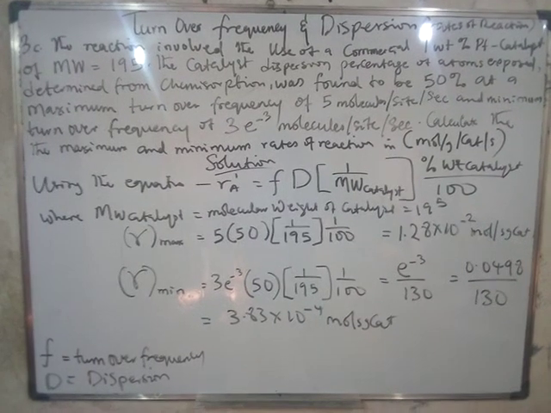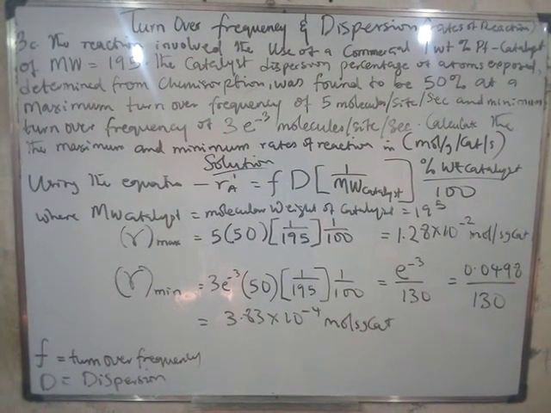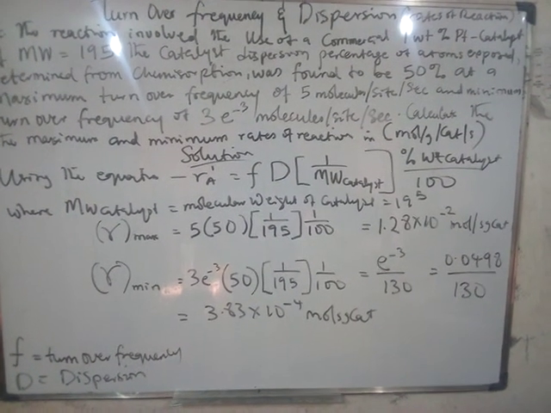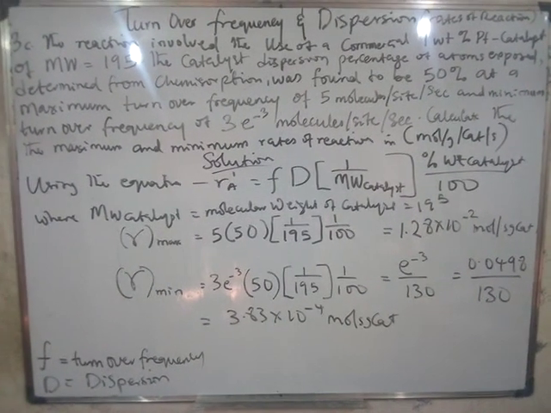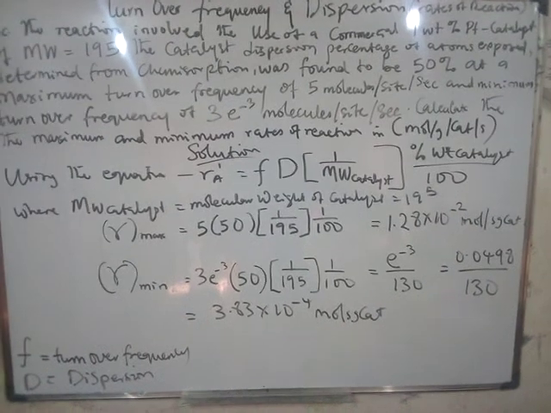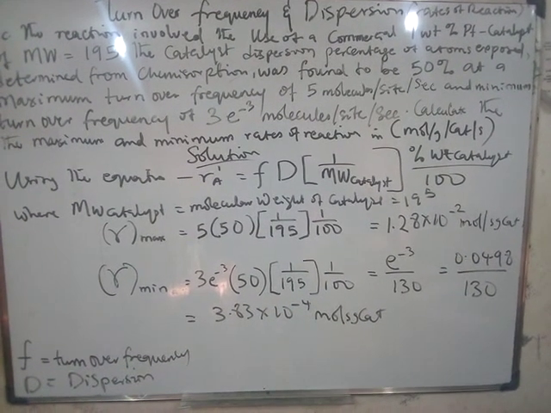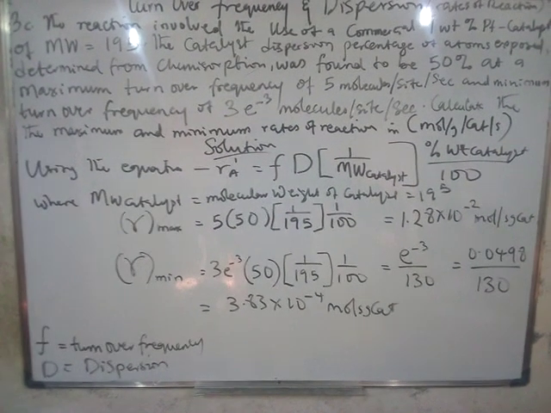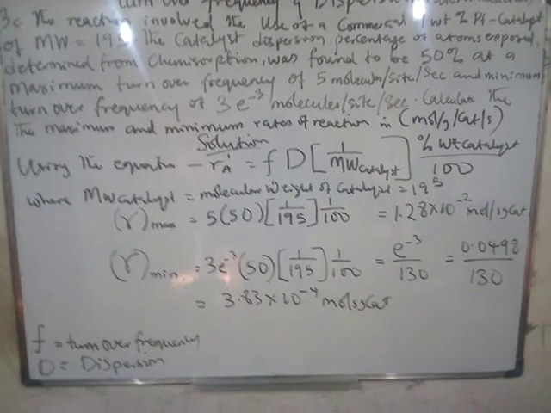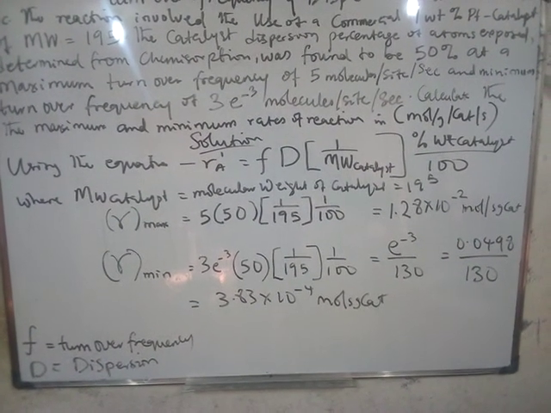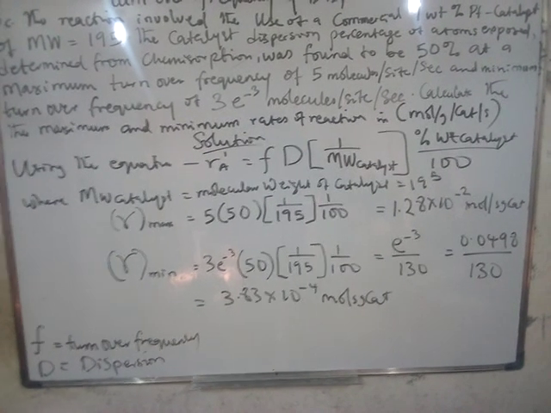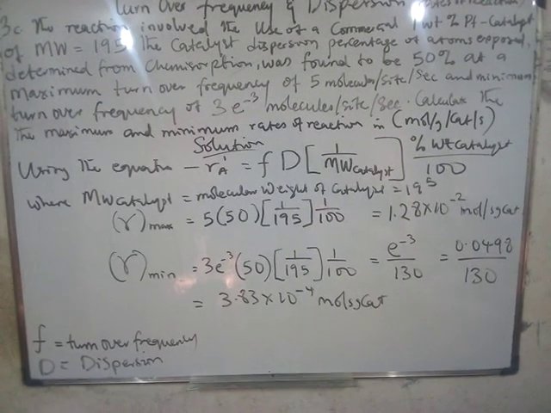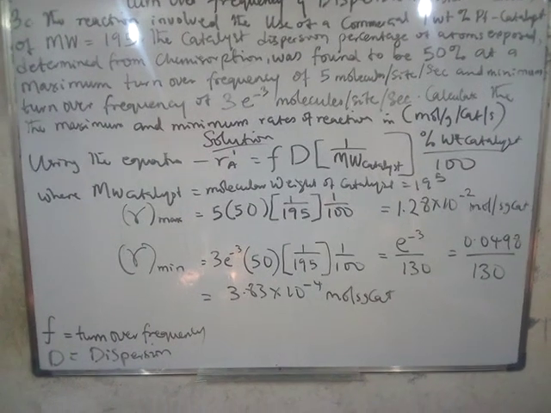Now, we are looking at 3C of the same question we were looking at before. The reaction involved the use of a commercial catalyst of 1 weight percent platinum, with a molecular weight of 195. The catalyst dispersion, the percentage of atoms exposed determined from chemisorption, was found to be 50%, at a maximum turnover frequency of 5 molecules per site per second and a minimum turnover frequency of 3 e to the power minus 3 molecules per site per second. Calculate the maximum and minimum rates of reaction in mole per gram of catalyst per second.